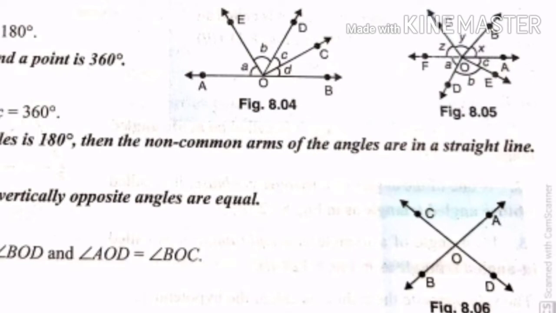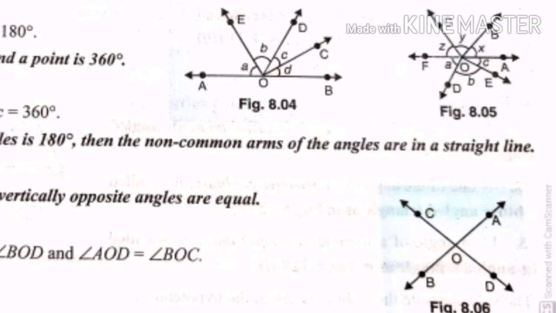On straight line AB, four angles A, B, C, D are formed, and the sum of all these four angles is equal to 180 degrees. See figure number 8.05. There are six angles formed, A, B, C, X, Y, Z, and they all lie around the point O. So here the sum of all these angles is always equal to 360 degrees.